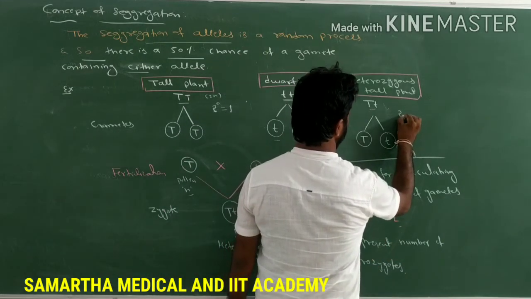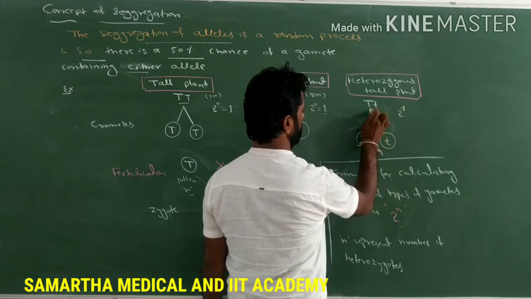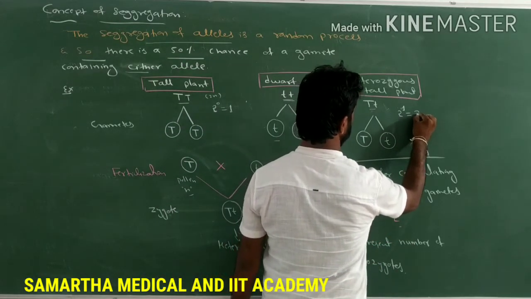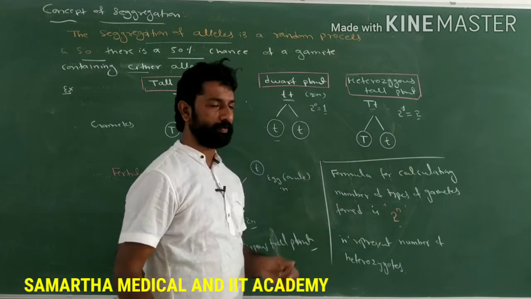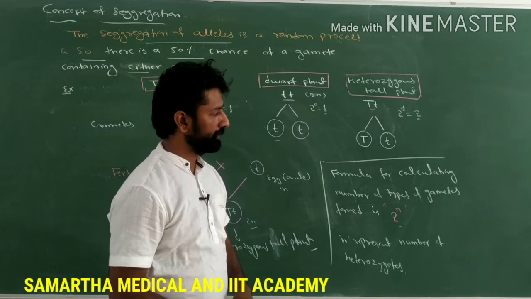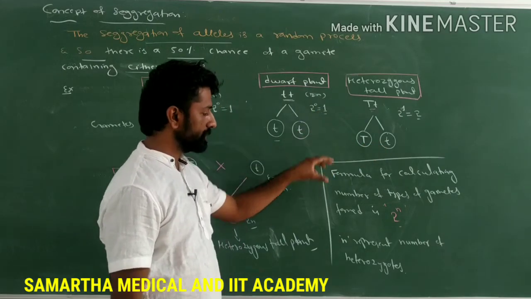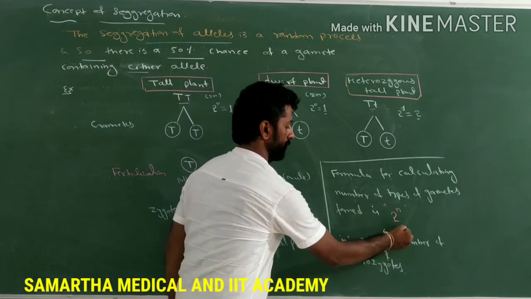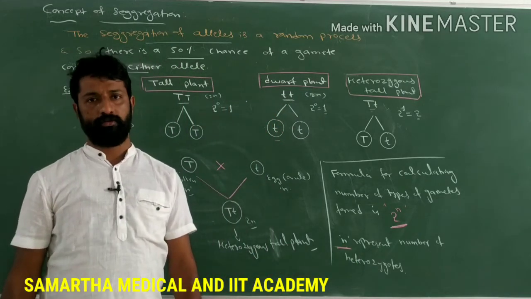Similarly, if you come to the heterozygous plant, one heterozygous condition is present. So the number of types of gametes formed is 2 power 1, which equals 2. So 2 different types of gametes are produced here. One has the dominant allele, and the other has the recessive allele. Like this, we can calculate the types of gametes formed using the formula 2 power n, where n represents the number of heterozygotes.